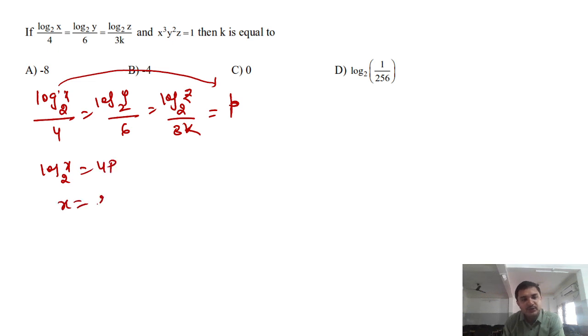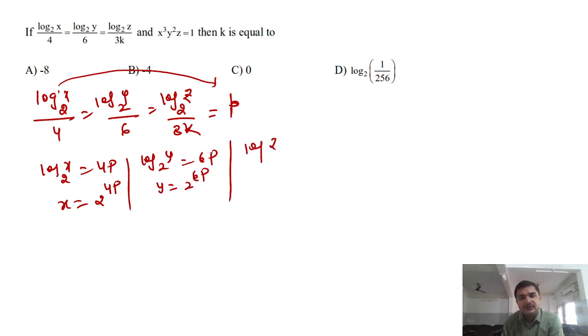So x is equal to 2 power 4p. Similarly, log y base 2 is equal to 6p, so y is equal to 2 power 6p. Similarly, log z base 2 is equal to 3kp, so z is equal to 2 power 3kp. And this is what we are knowing. Now some relation is given to us: x cube y squared z is equal to 1.